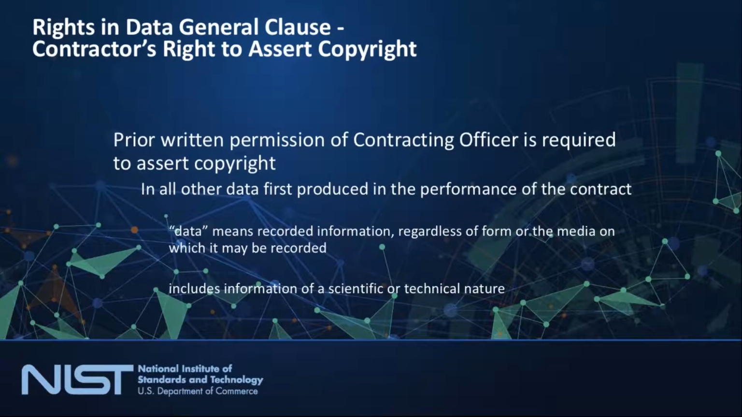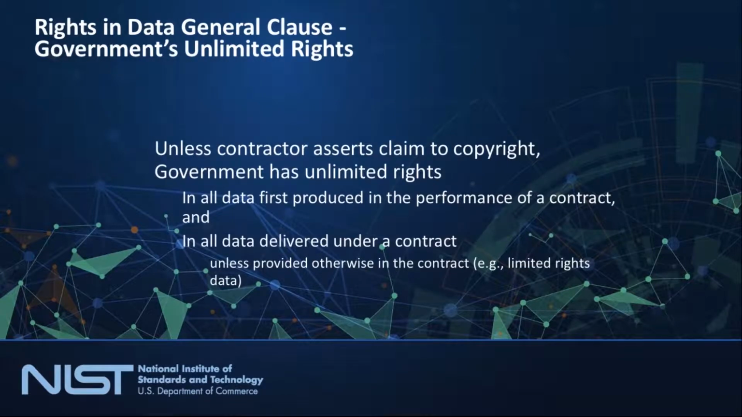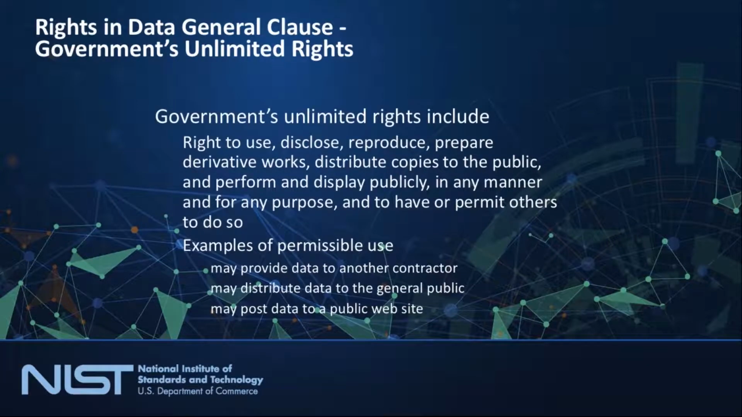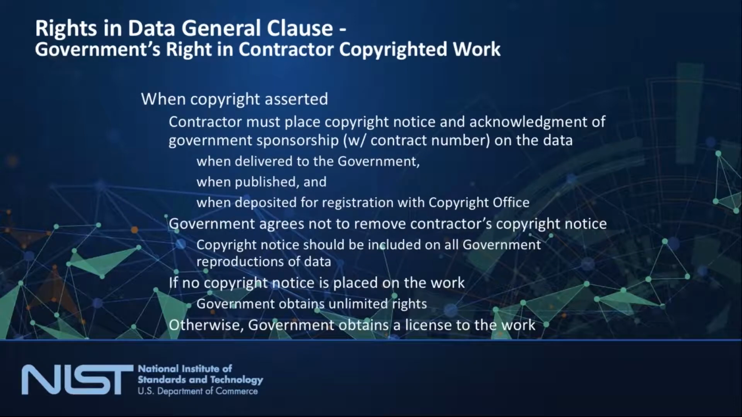So if the contractor doesn't assert a claim to copyright, then the government has unlimited rights in all data first produced in the performance of the contract and all data delivered under the contract. And here are the government's unlimited rights: to use, disclose, reproduce, prepare derivative works, distribute copies to the public, perform and display publicly in any manner for any purpose, and to have or permit others to do so. That is a recitation of what the rights are under the copyright statute. So that's pretty broad, that government unlimited rights. But when copyright is asserted, the government gets limited rights, and the limitation has to do with the purpose. Under the limited government use rights, the government can do pretty much the same kind of things, but only for the government or government purposes, not for any purposes.